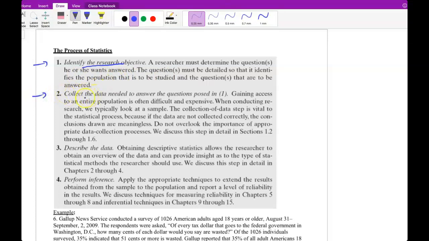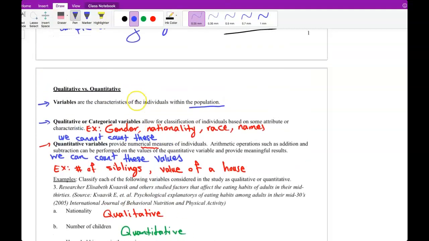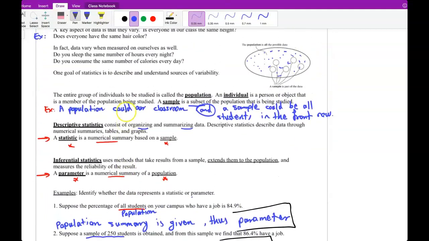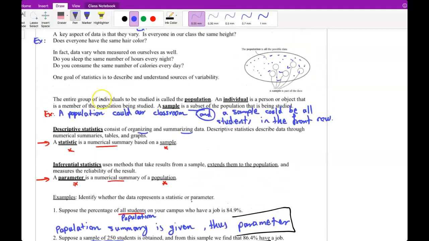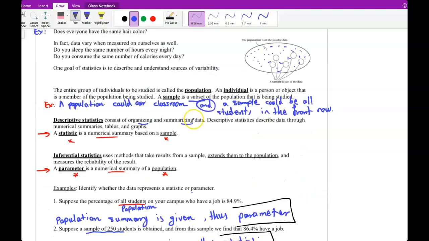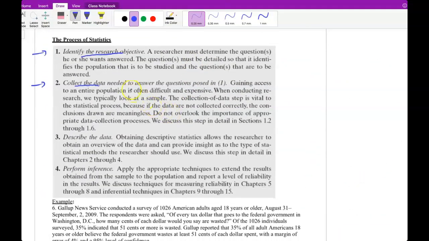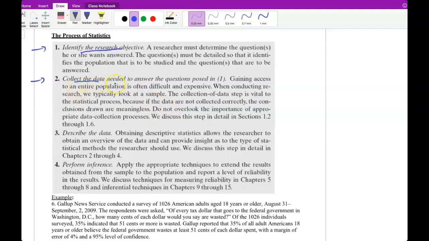The next step is collecting data. Remember on the first page, I had that part asking questions. Here we had these questions that they ask and what the answer is. After that, they're going to collect those data. So collect the data information that we got from the first step to answer the questions posed.